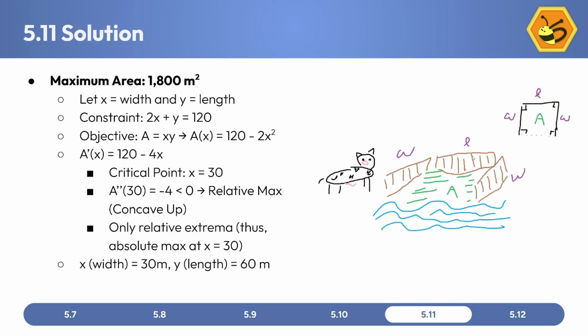Okay, so we've got the final answer of 1800 meters squared. So for this problem, how I solved it, I had two variables, x and y, for the width and the length. You can see here in this diagram, I have my x and y. My x is my width, so I just labeled it as w here, but it's the same as x. And then my y is my length.